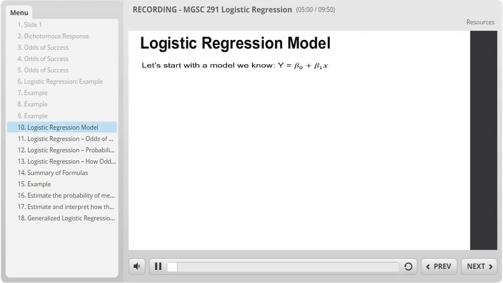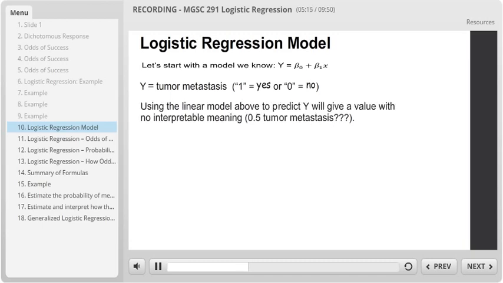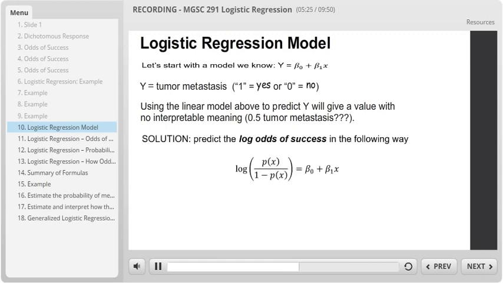Let's start with a model we know, the linear model, y equals beta naught plus beta sub 1 times x. Remember that our response variable, y, is tumor metastasis, a binary outcome. If we use this linear model to predict y, we will get a value with no interpretable meaning. 1/2 tumor metastasis, for example, makes no sense. Our solution is to replace y with the log odds of success.